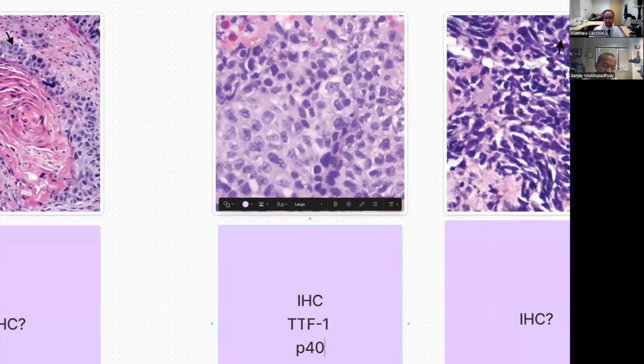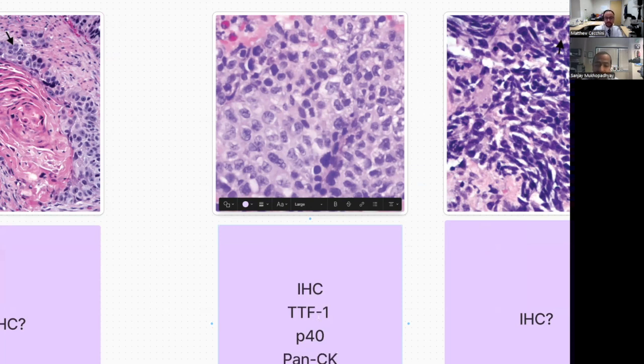So if they're TTF positive, they're adeno. If they're P40 positive, they're squamous. And some cases will be negative for TTF and P40, and those cases might need a little more immunohistochemistry. So you might want to do a pan-keratin just to make sure that it's carcinoma. Sometimes you'll need to do a SOX10.